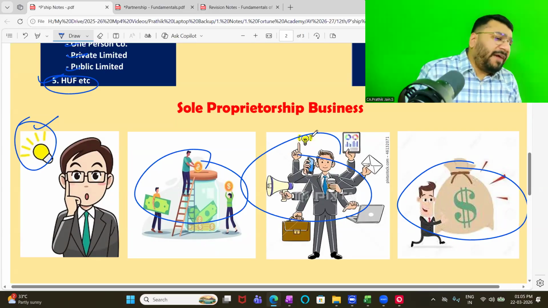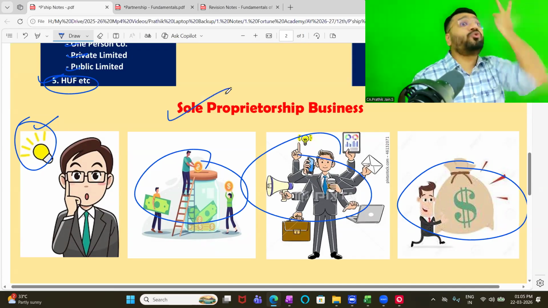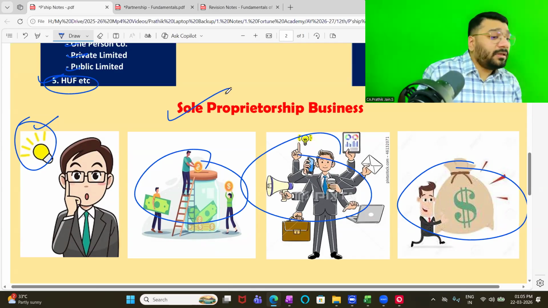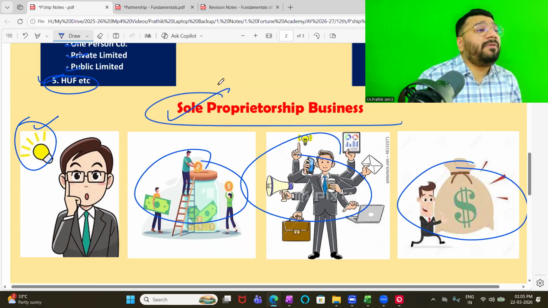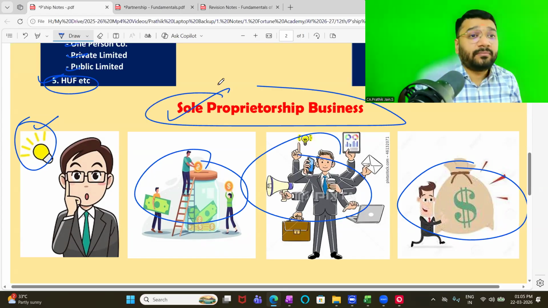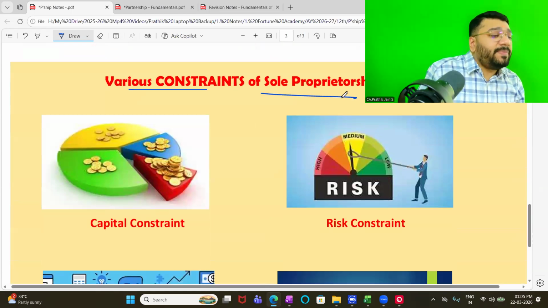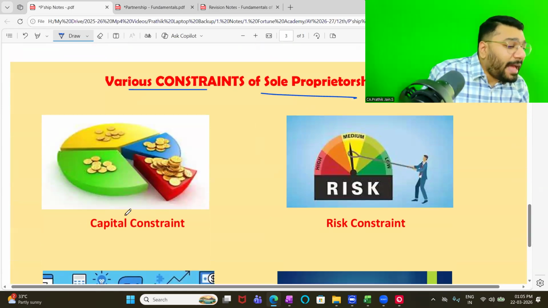Sir, in India, why is this model alone not there? Why so many models: partnership, LLP, company? Why are so many things required? Because this sole proprietorship business comes with a lot of inherent limitations. We have a lot of problems here. Let me make you understand. There are various constraints in this business model. First is called the capital constraint.